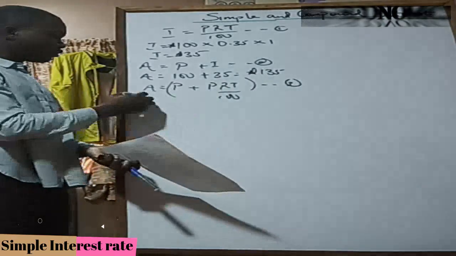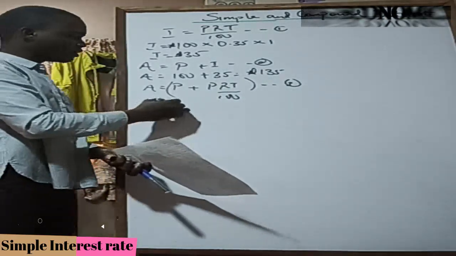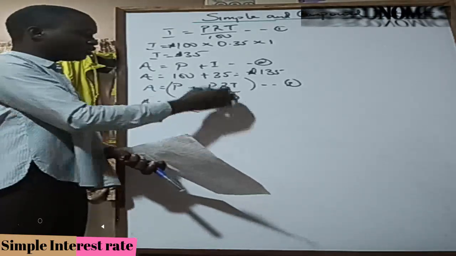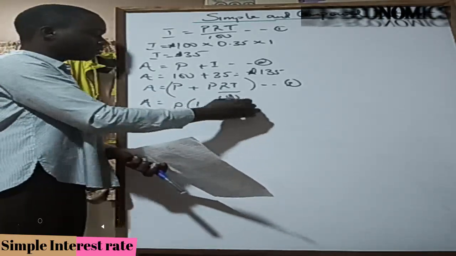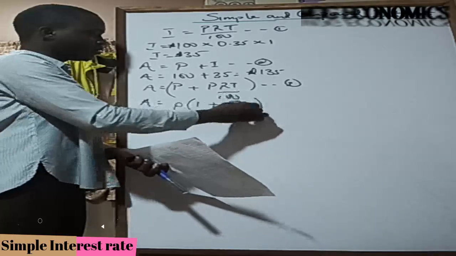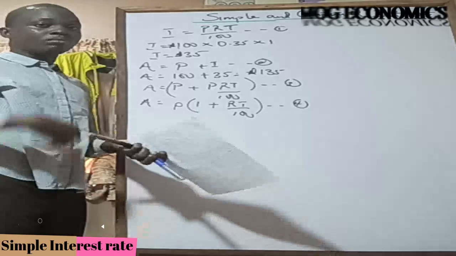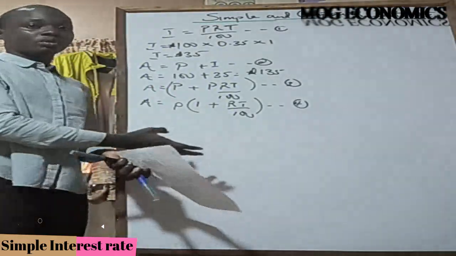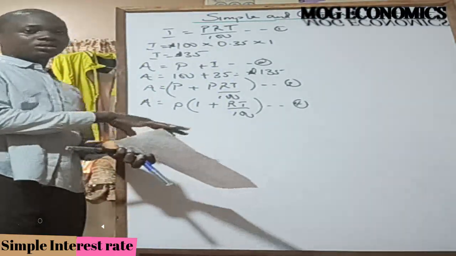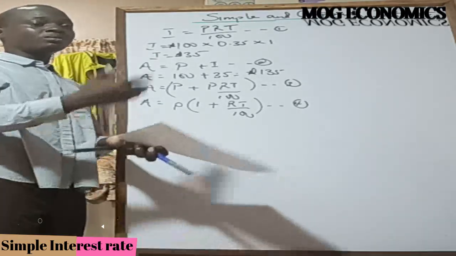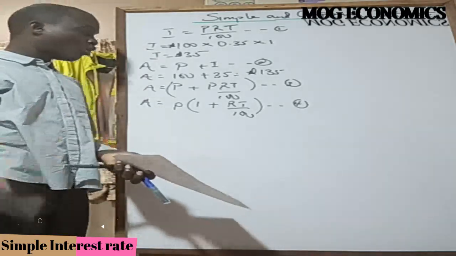Alright, so when we proceed from here, I can collect like terms. A is equal to P, then this is 1, right? Then plus, there's no P again, I have RT divided by 100. So this is equation 4. So the amount to be repaid later is this formula. This is not the interest, this is the amount to be repaid after the interest and the principal has been paid back upon maturity of the loan.